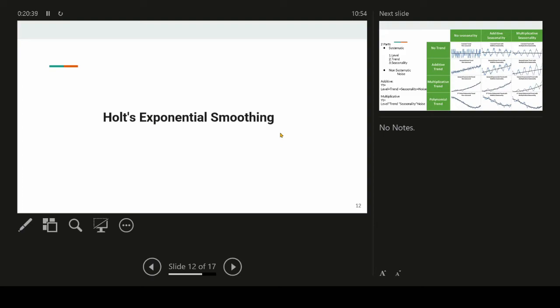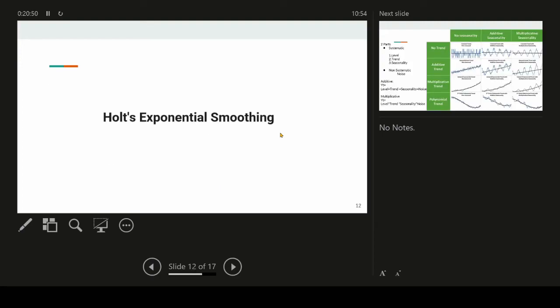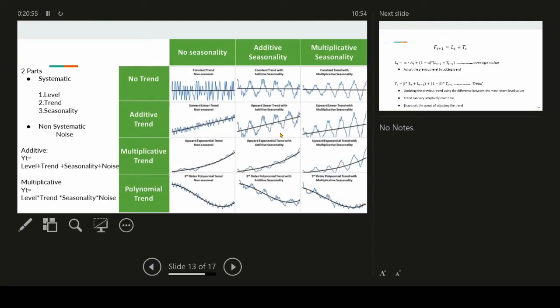So Holt's exponential smoothing. In the previous exponential smoothing, we were only considering the f of t plus 1, and it is the level. We will call this the level in Holt's exponential smoothing. When it comes to Holt's, we need to take into consideration two more things, that is the trend and seasonality. The system is mainly divided into two parts: systemic and non-systemic. In the systemic manner, we will consider the level, trend, and seasonality. Level is just the previously forecasted value, that we are giving a new name, level, in Holt's method.